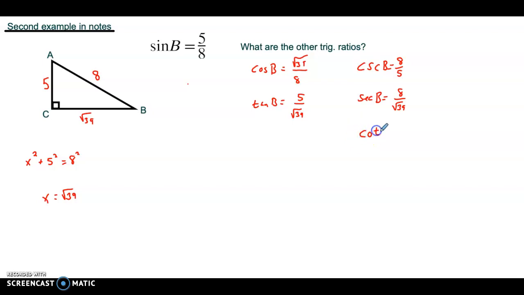And the cotangent of angle B. Flip the tangent over, root 39 over 5. Okay, there's that example.